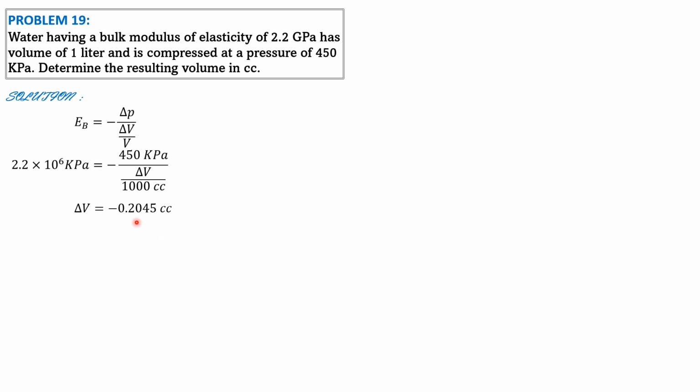Then delta V is final volume minus initial volume, where the initial volume is 1 liter or 1000 cc. So substituting, volume final minus 1000 equals negative 0.2045. From here, we can solve the resulting volume, which is equal to 999.7955 cc.